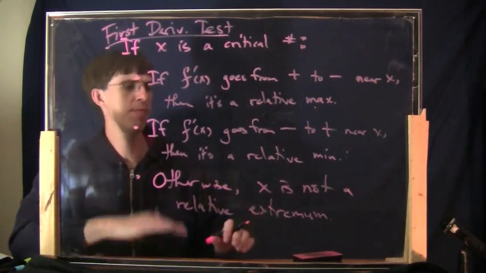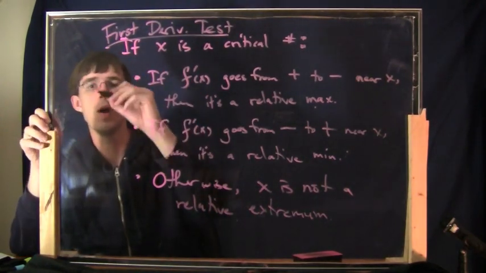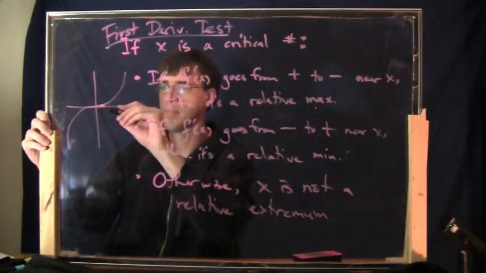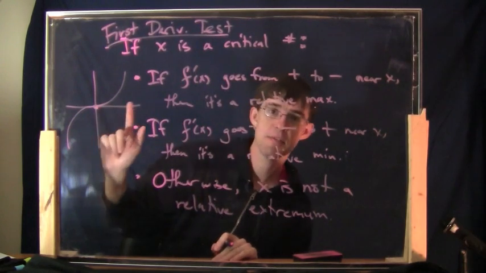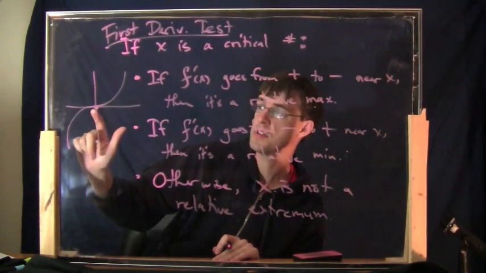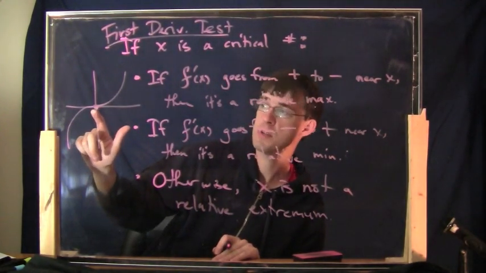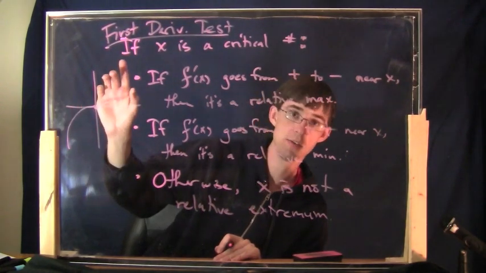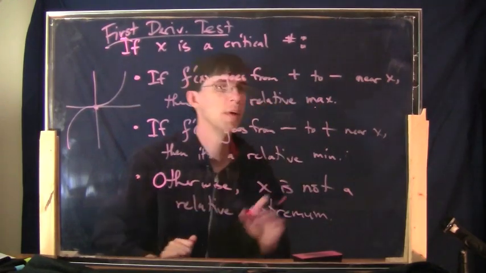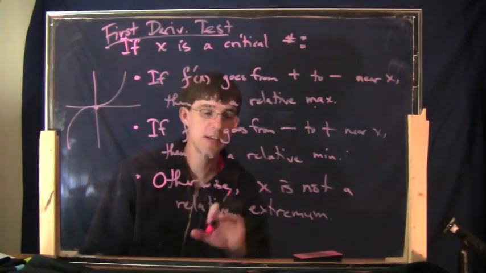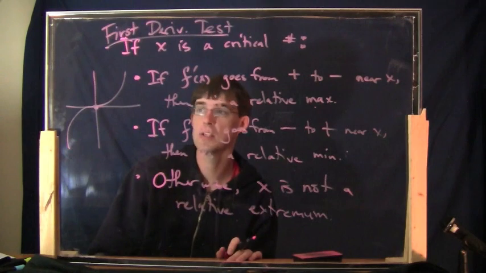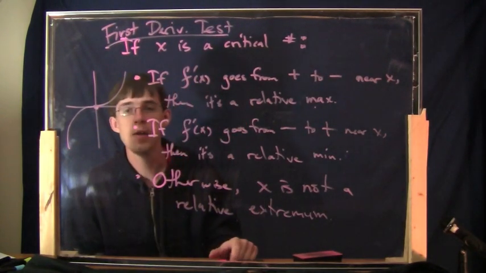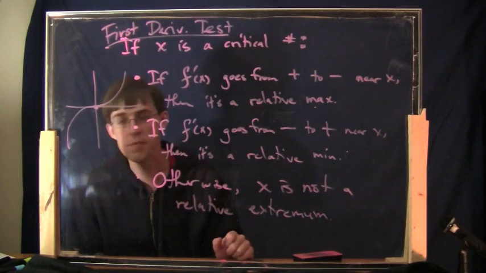This can happen, for example, in the function y equals x cubed. The graph looks like this. This point actually does have derivative 0, so this is a critical number, even though it's not a relative minimum or a maximum, because it's increasing and then increasing again. That would be plus to plus. In that case, you say it's not a relative extremum. This is called the first derivative test. It works pretty well for finding and identifying the relative extrema.